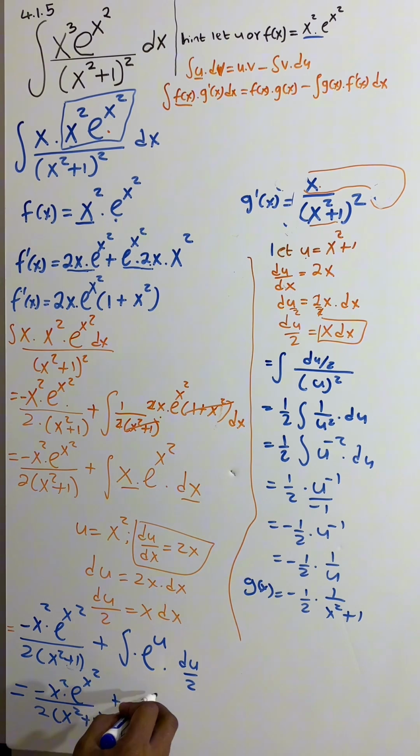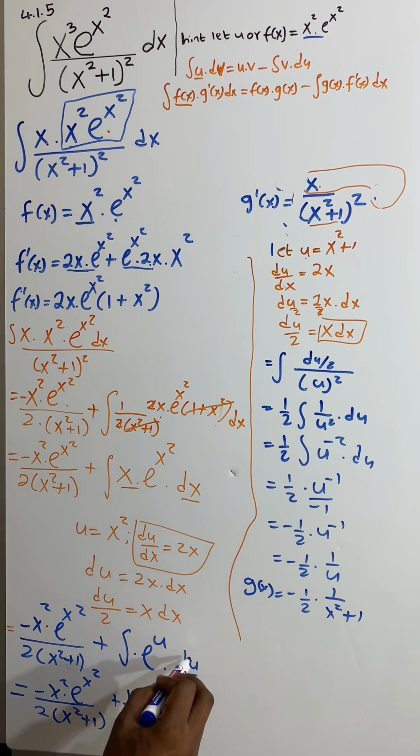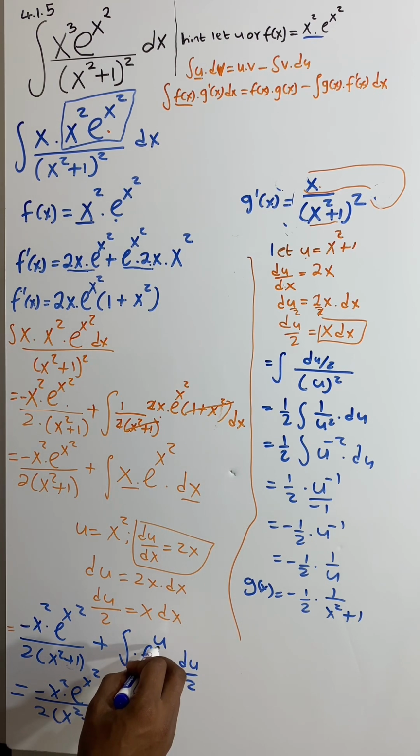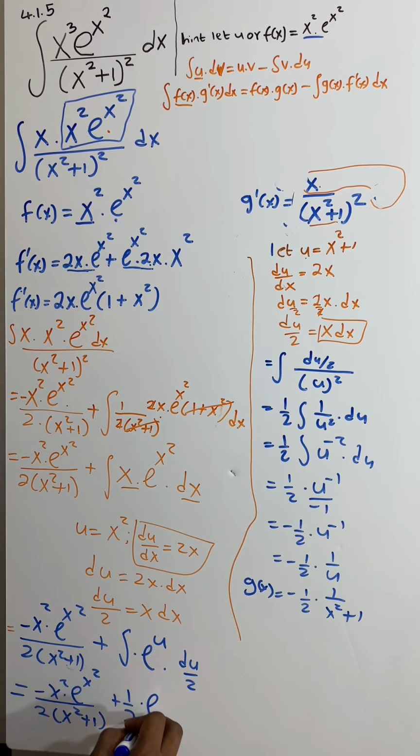Integrating e to the power u, we write that 1 over 2 out. So now we have to integrate e to the power u, and we get e to the power u. So in the place of that u, we will substitute x squared, and this will be our final answer.